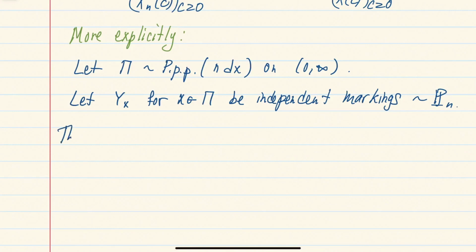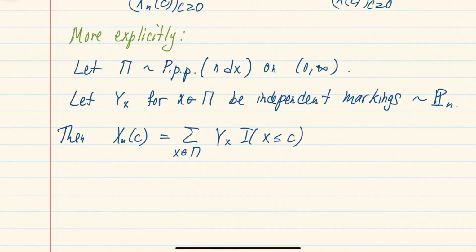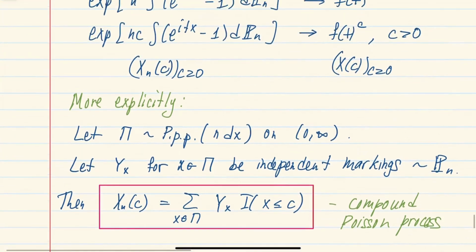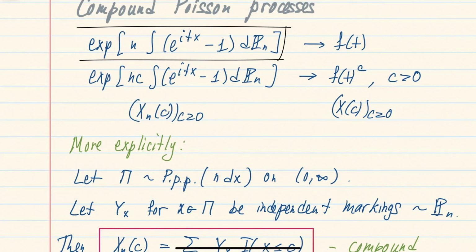And then we can define this process Xn of c to be just a sum over all points in the Poisson process of these independent markings up to c. So over all points in this process up to c. Okay, so this process here is called the compound Poisson process. And we will now check that it is indeed a Levy process corresponding to this characteristic function of a compound Poisson distribution.